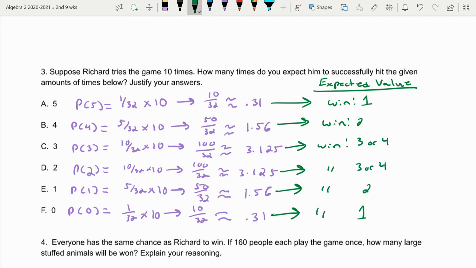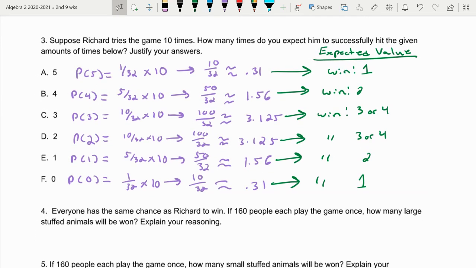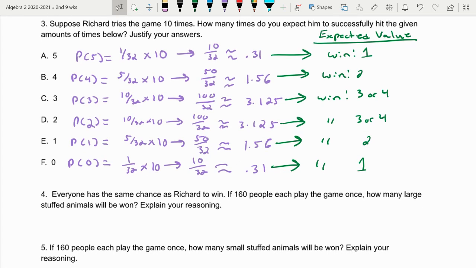Okay. All right. So with that being said, let's look at number four. Everyone has the same chance as Richard to win. If 160 people play the game once, how many large stuffed animals will be won? Explain your reasoning.